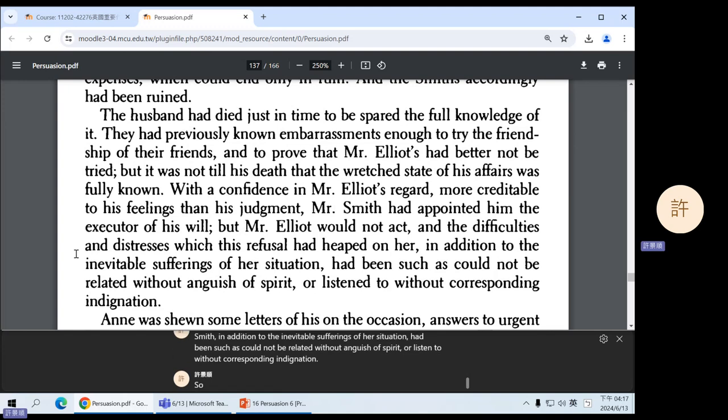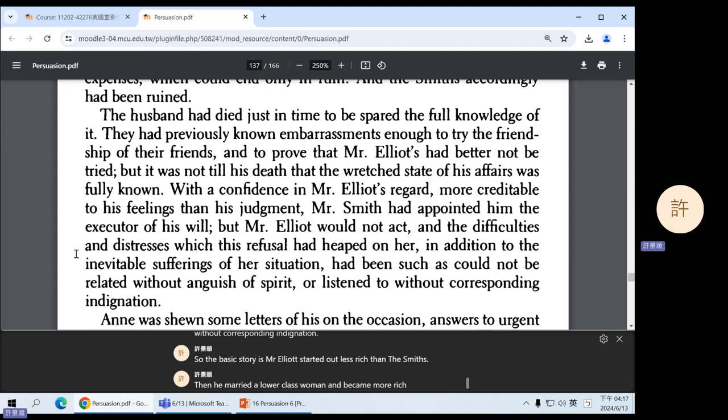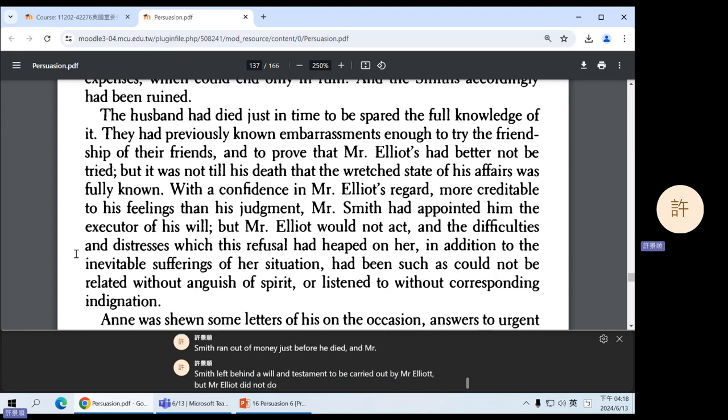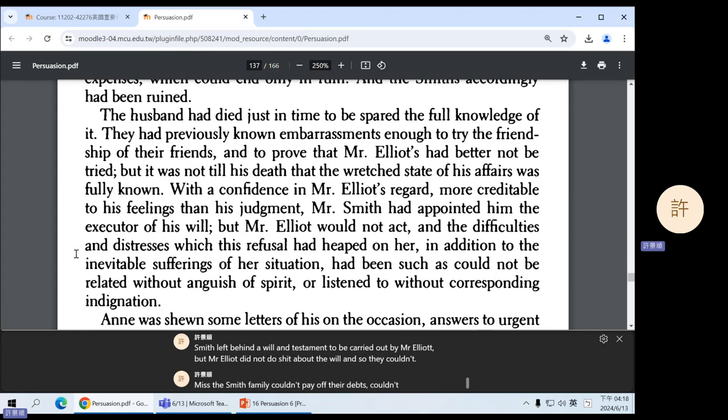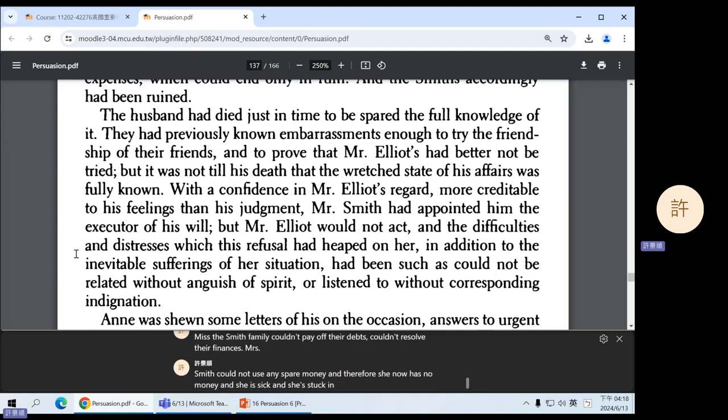So the basic story is Mr. Elliot started out less rich than the Smiths. Then he married a lower class woman and became more rich, and his lifestyle expenses increased, and he dragged Mr. Smith along with him. And so Mr. Smith ran out of money just before he died. And Mr. Smith left behind a will and testament to be carried out by Mr. Elliot, but Mr. Elliot did nothing about the will. And so the Smith family couldn't pay off their debts, couldn't resolve their finances. Mrs. Smith could not use any spare money, and therefore she now has no money, and she is sick, and she's stuck in Bath, unable to move.